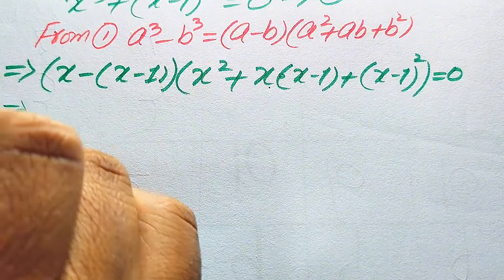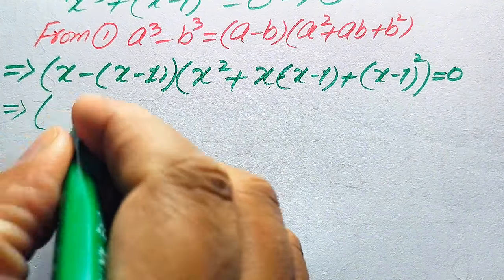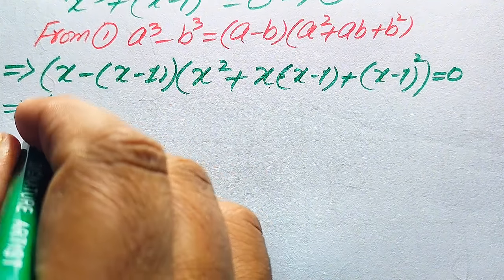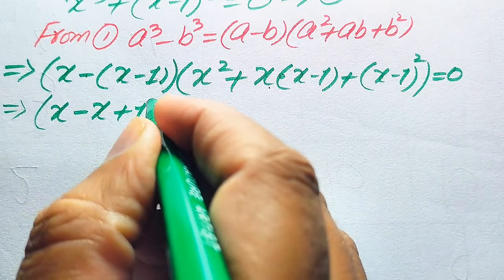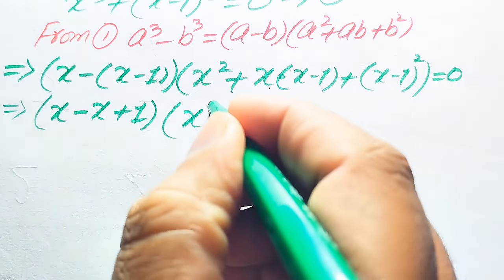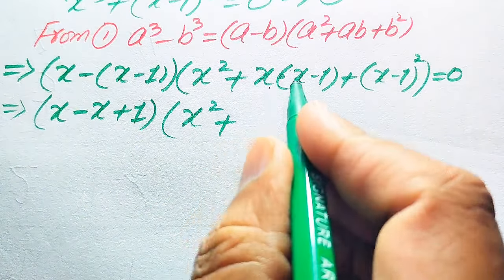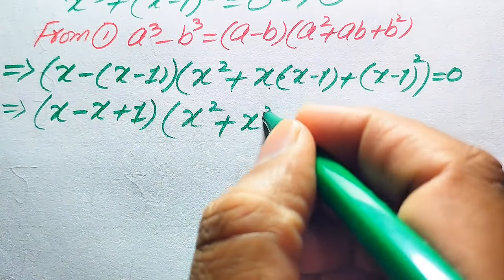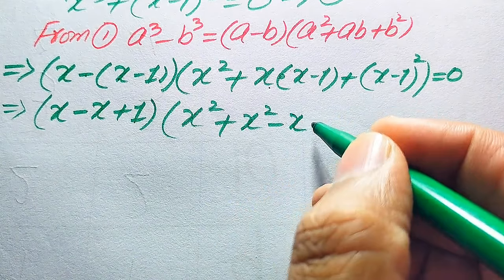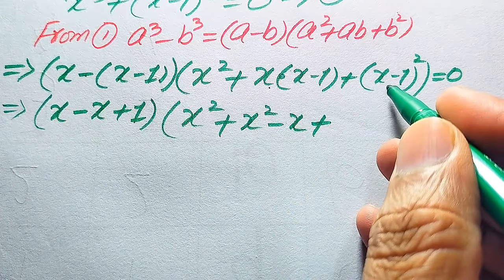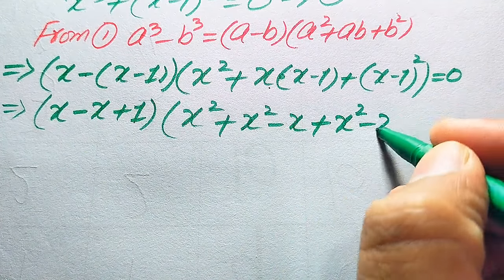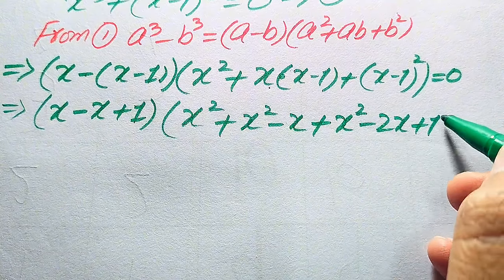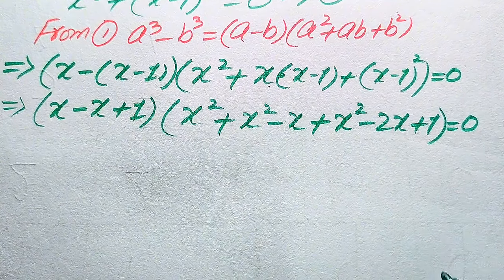And in the next step we need more simplifications. Here we multiply the negative sign on both of these values, and it becomes (x minus x plus 1) times (x square plus, we multiply x on both of these values, it becomes x square minus x, and plus here we expand this formula, it becomes x square minus 2x plus 1) is equal to 0.